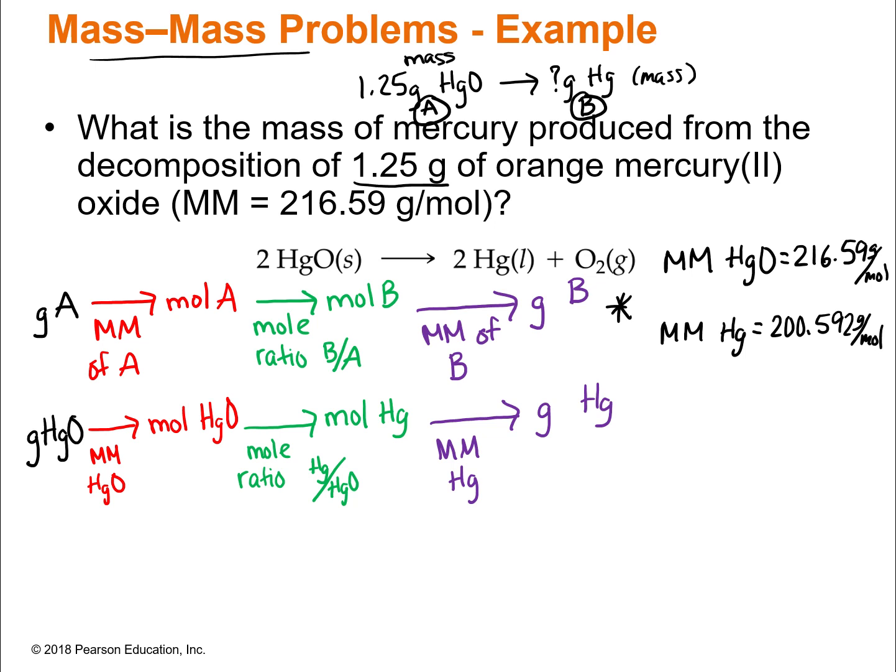Now that we've got our molar masses, we can actually fill in the numbers for this. So we're going to start writing our equation. That's our given information. The first unit factor has to do with the molar mass of mercury 2 oxide. We're trying to go from grams to moles. So those grams are going to go in the bottom. And the 1 mole goes in the top.